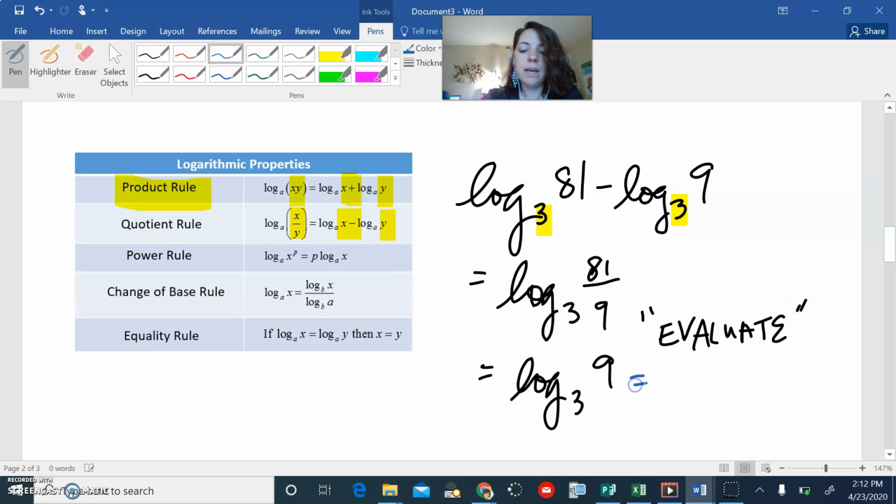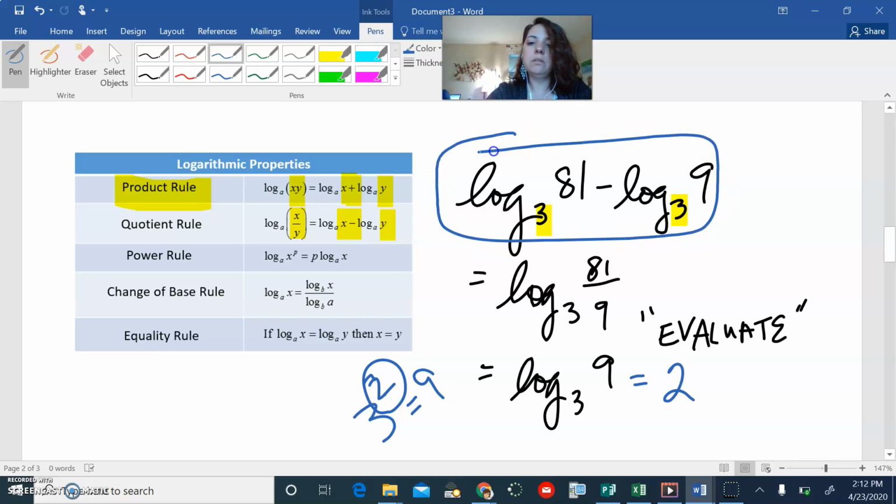If they said to evaluate it, then the answer they would actually want would be, okay, what is the exponent of 3 that gives me 9? Well, it's 2. The exponent would be 2, so the log base 3 of 9 is just 2. So all that said, this original question, the answer boils down to 2.